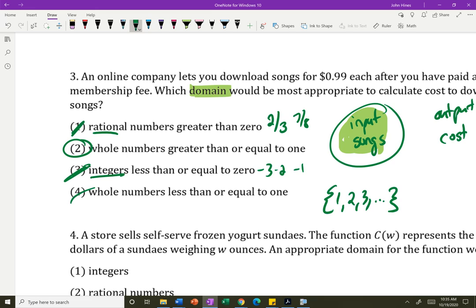So again, there's that common sense factor that you have to develop when reading these. But you have to know these vocabulary words of what is rational, what is integer, what is real.